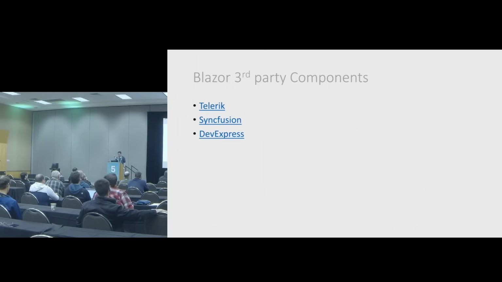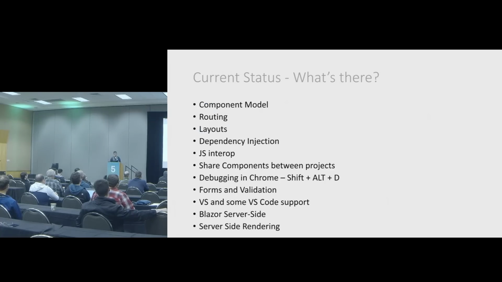So some other people are getting really interested in Blazor right now, and those are the normal suspects of third-party component libraries. So people like Telerik, people like Syncfusion, people like DevExpress. And Telerik actually released 1.0 of their components last week. So they're going all in on Blazor as well. So what's the current status of Blazor then?